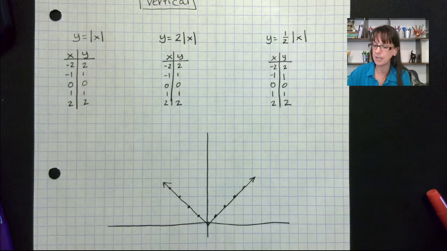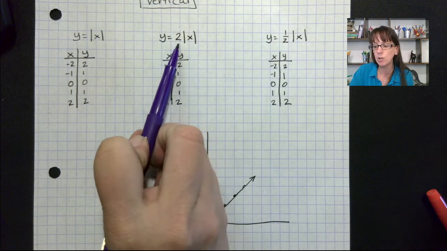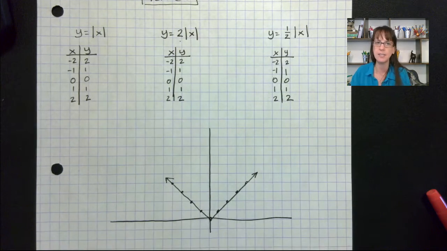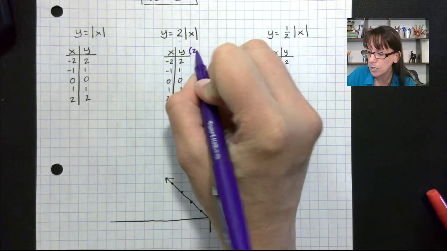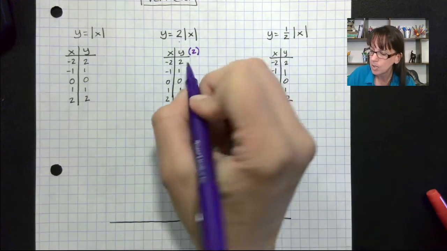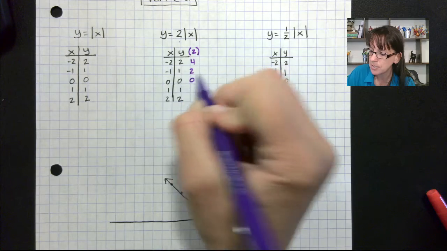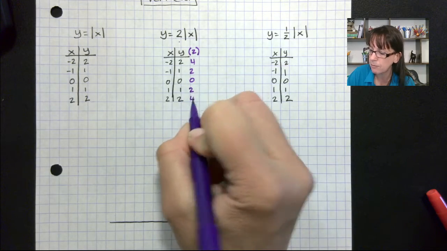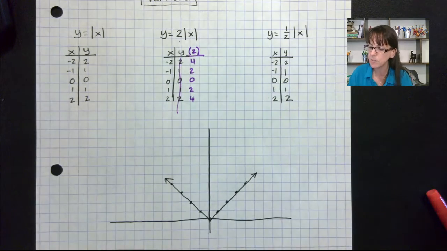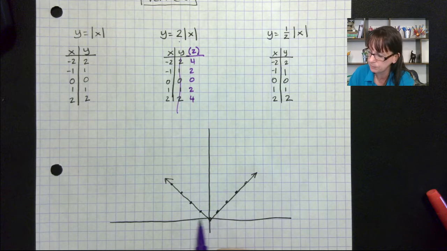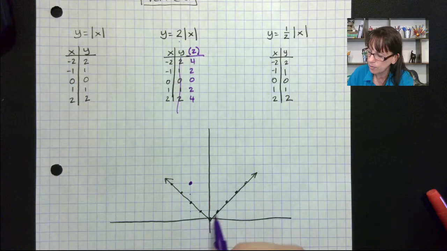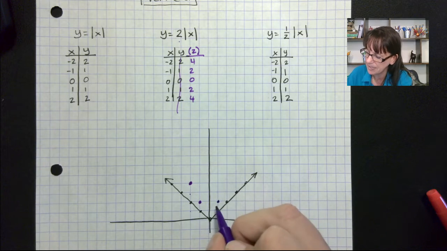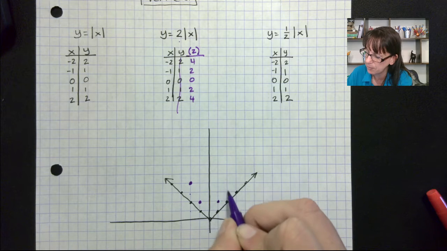Now let's talk about this. In this case, we are multiplying the whole function. It's not attached to the x, it's on the outside. So we do it to our y, and we multiply. So times this by 2, we get 4, 2, 0, 2, and 4. And then this goes away. So we go over -2 up 4, over -1 up 2, over +1 up 2, and then over +2 up 4.